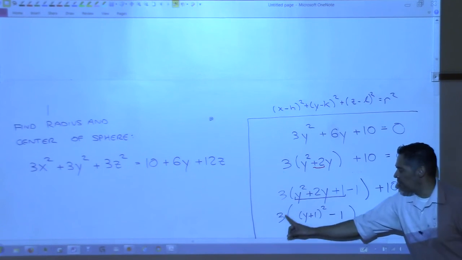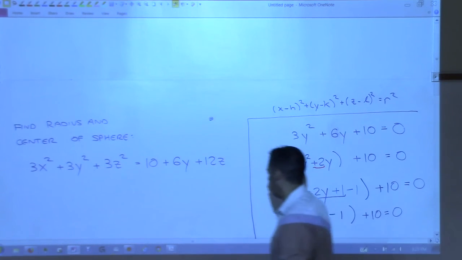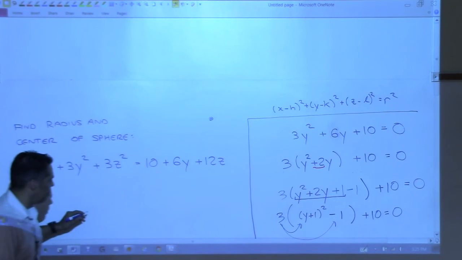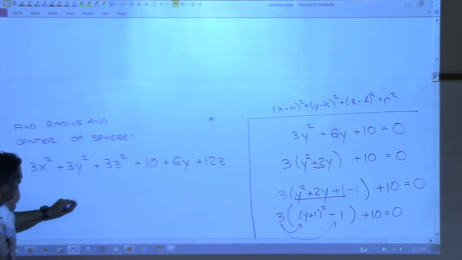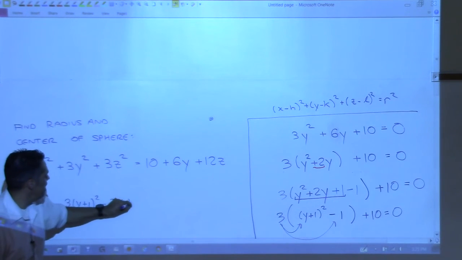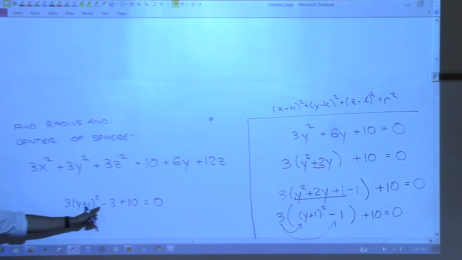Now, pass your 3 to here and here. So I'll just finish it up over here. If I pass my 3 to this, and this, I'll get that parenthesis out of there. So I've got 3 times y plus 1 squared minus 3 plus 10 equals 0. And now I'm pretty much there. I can just put these together and get a 7.